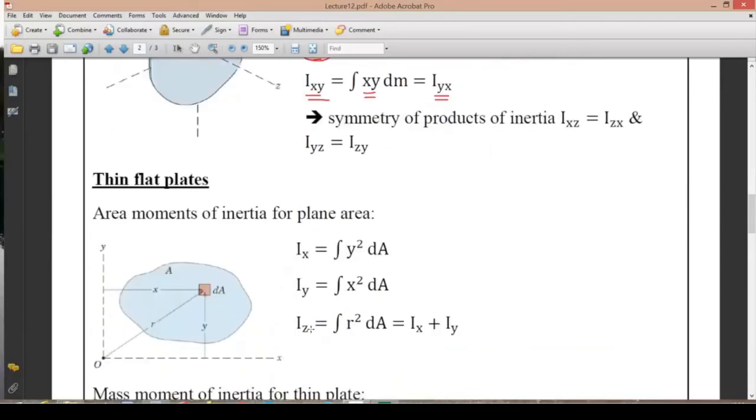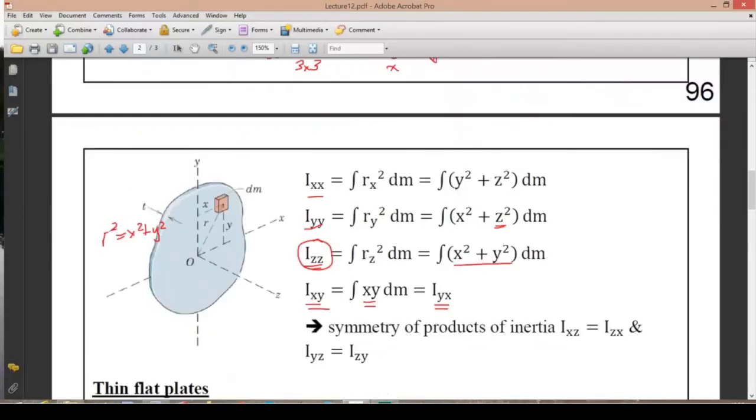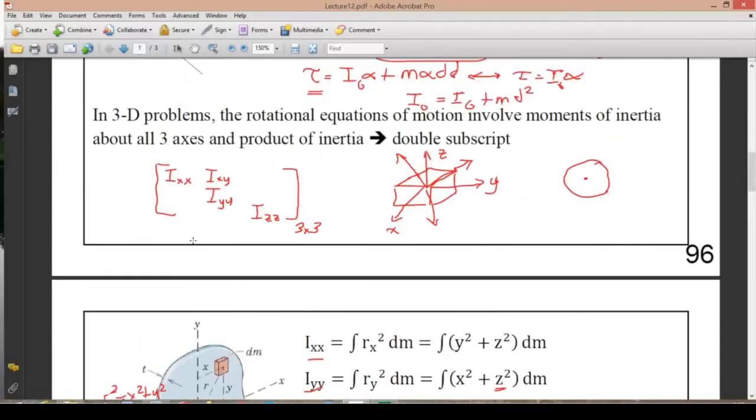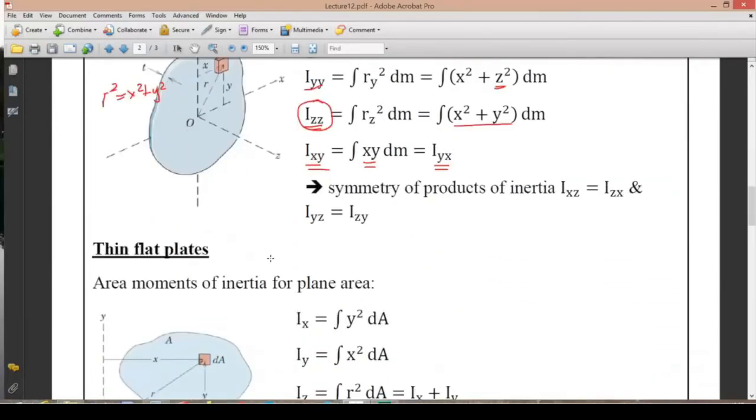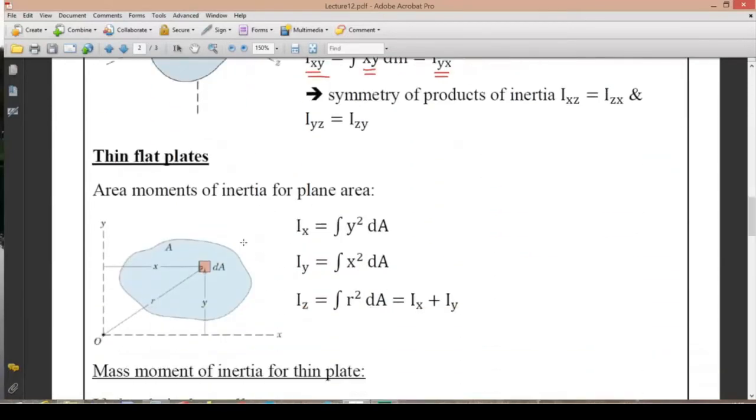For the thin flat plates, by the way, if you're going to deal with the planar problems, all we need to know is mass moment of inertia. We're not going to consider the inertia matrices for planar problems. The only way that you're going to consider these is for three-dimensional problems, which is not the case for us, so you don't have to worry about this inertia matrix at the moment. But this is just extra information for you guys.